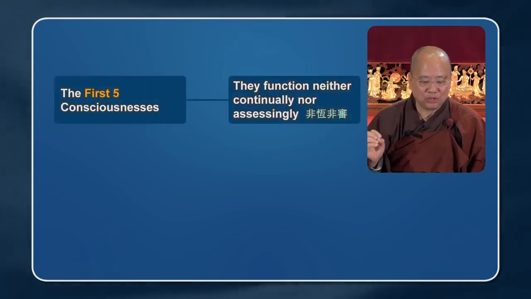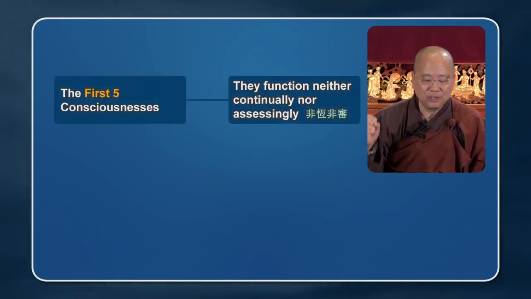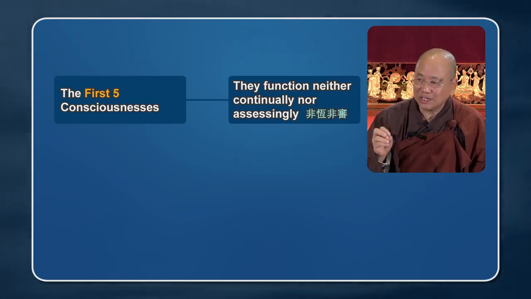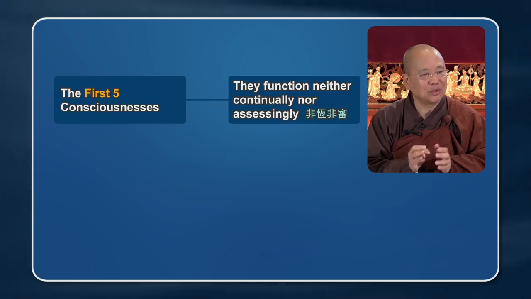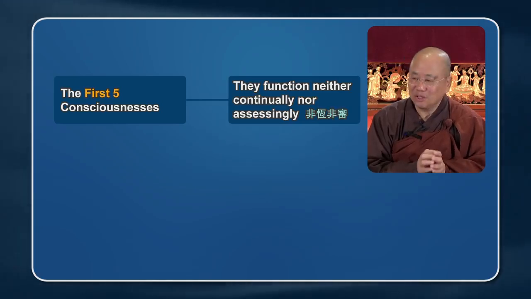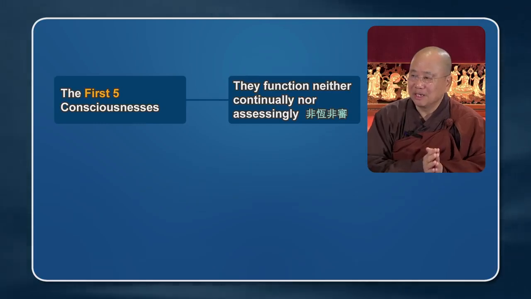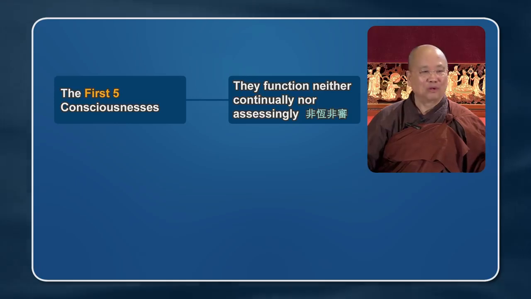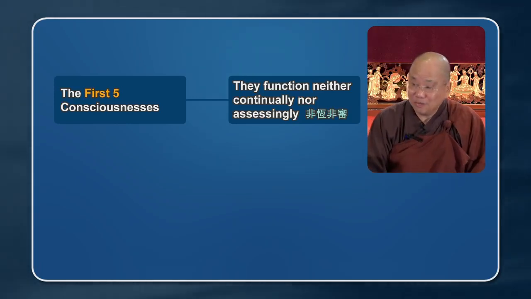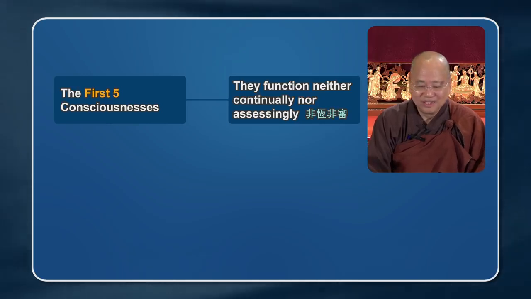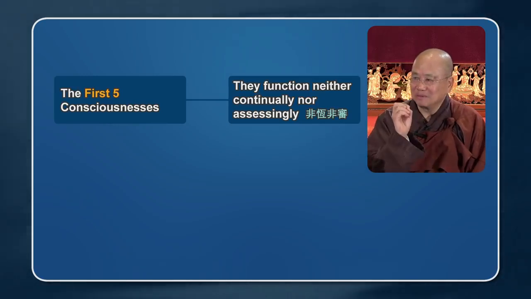Next, the first 5 consciousnesses function neither continually nor assessingly. In other words, your eyes, your nose, your ear, your tongue, your body, they function, but they don't function continually. In other words, when you die, when you sleep, they don't function. When you sleep, do your eyes still function? Do your ears still function? No. They are not continual.